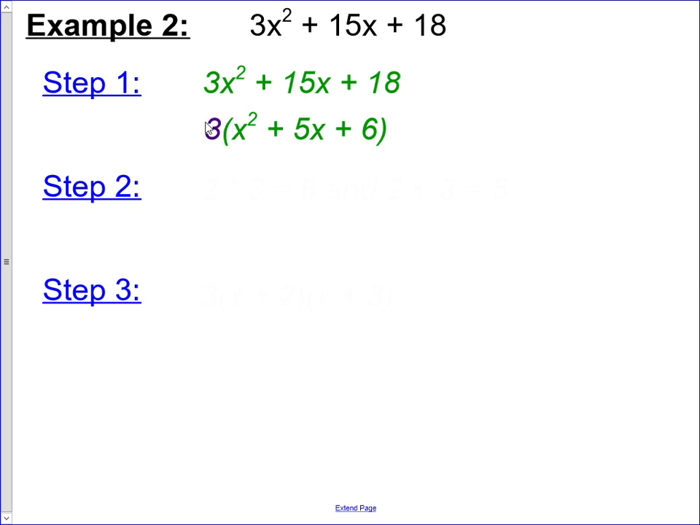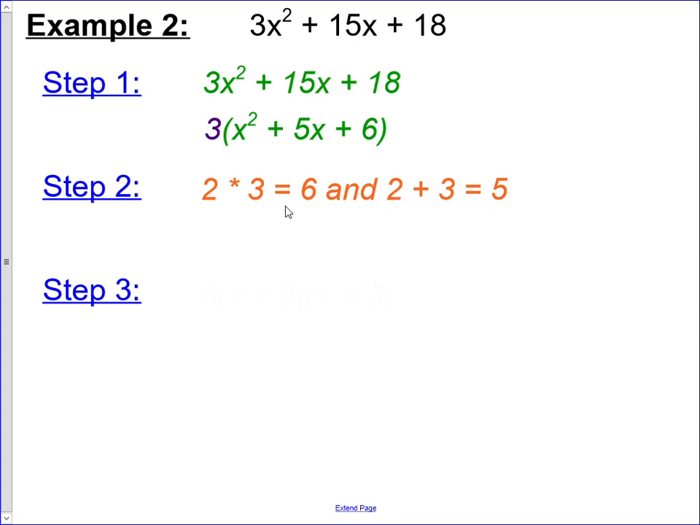Now remember, this 3 remains part of our solution, so whatever we find as the solution for this, or the factored form of this, we're going to have to multiply that by 3. So we're looking for two numbers that when I multiply them, they're equal to c, which is 6, and when I add them, they're equal to 5. So I've found that 2 times 3 is equal to 6, and 2 plus 3 is equal to 5.